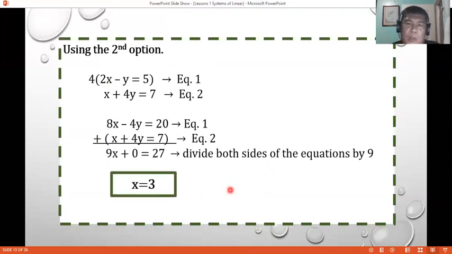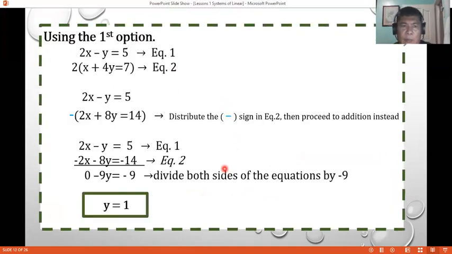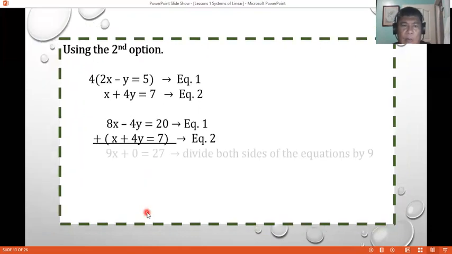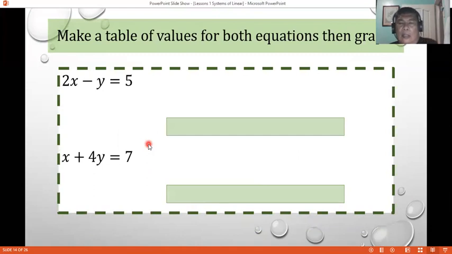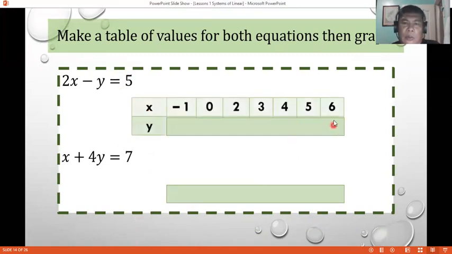So, ang ating point of intersection or common solution is 3 and 1. Sabi ko, laging una yung x. At sabi ko, tandaan nyo yung y equals to 1, which is this one. Ito. So, ang ating common solution is 3 and 1. So, let us have the table of values of these two equations.